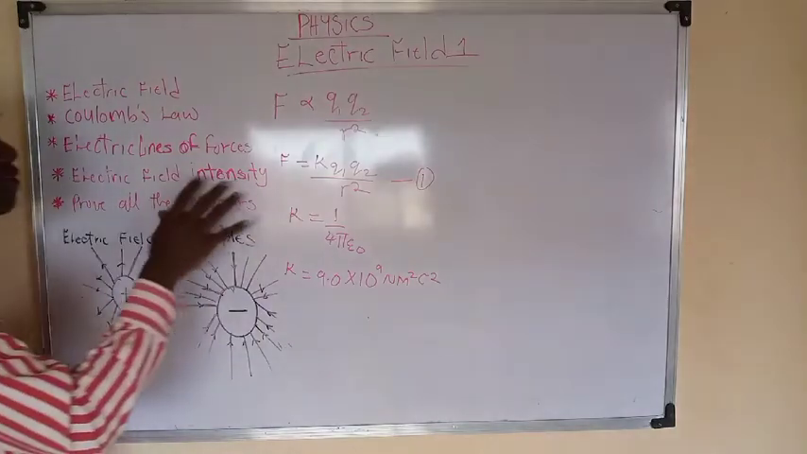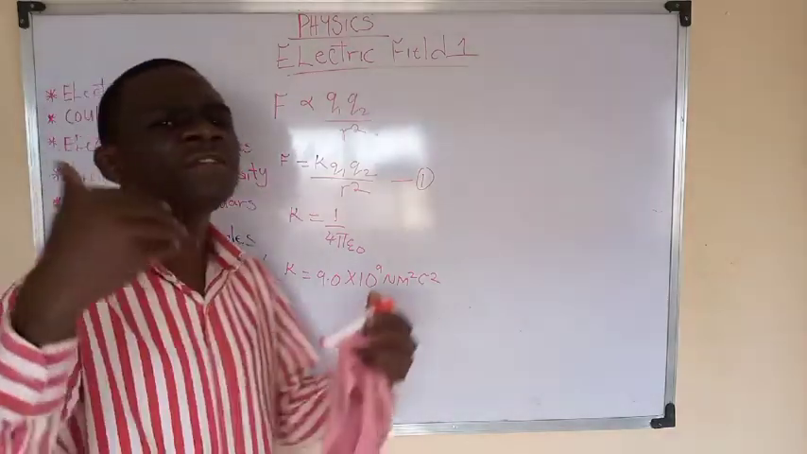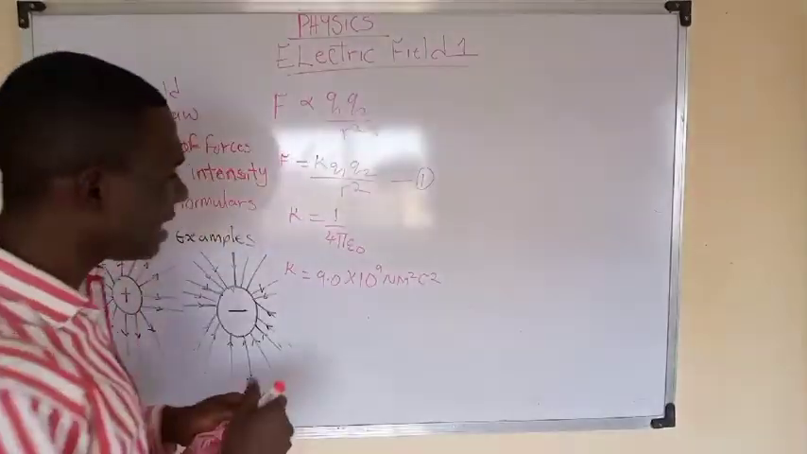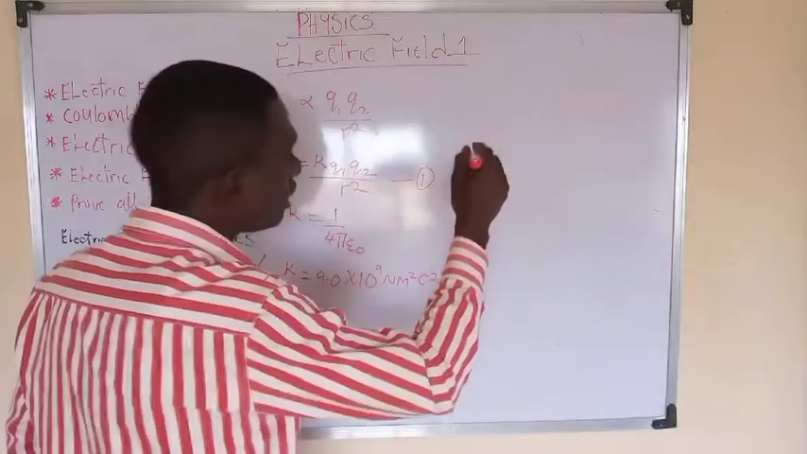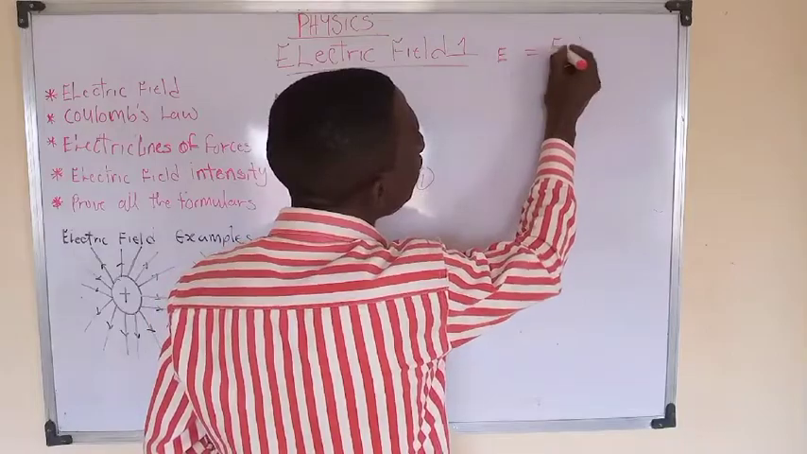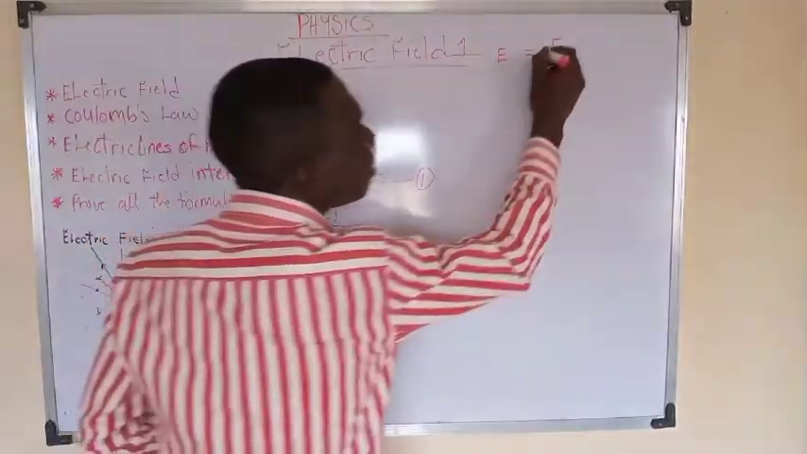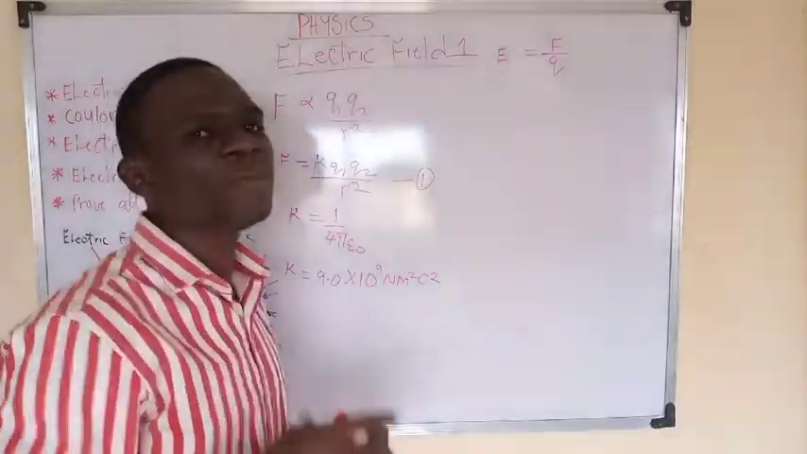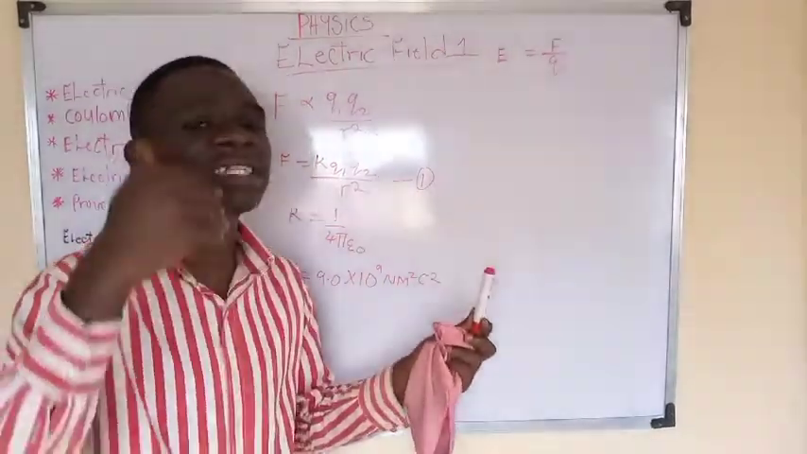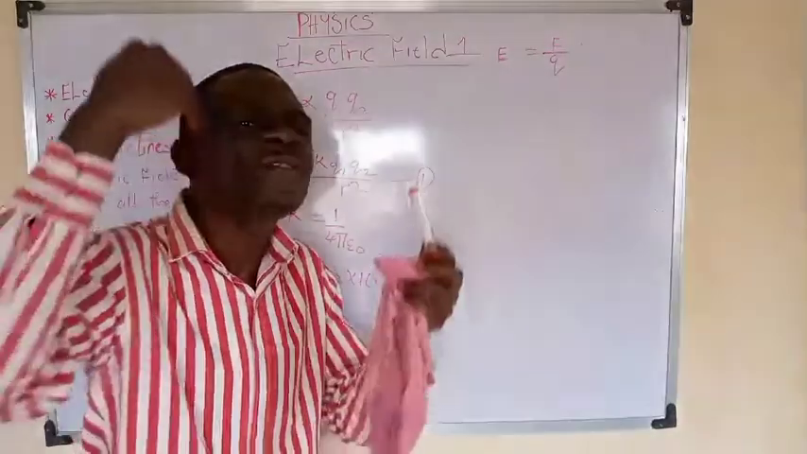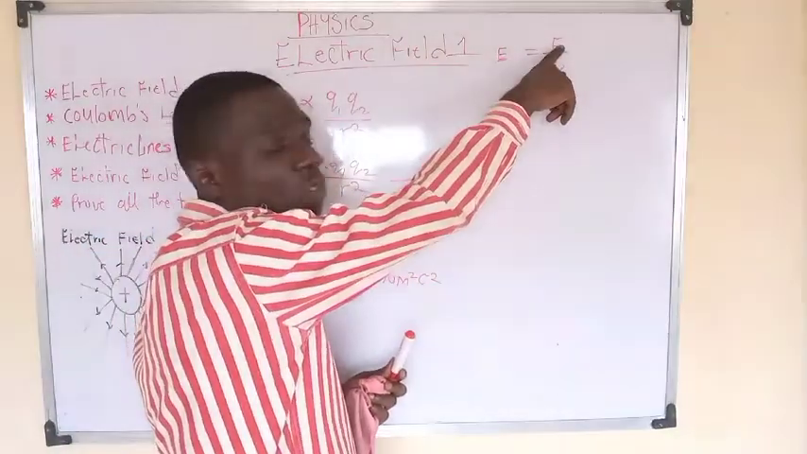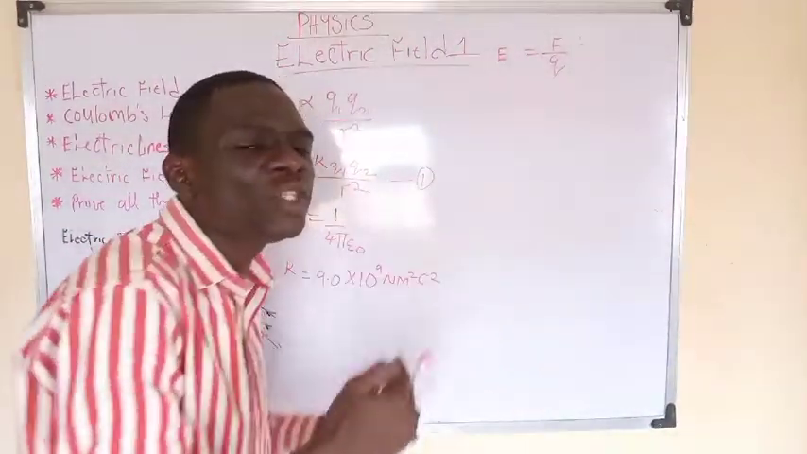Now, what is electric field intensity? Another name for electric field intensity is the strength of an electric field. Mathematically, electric field intensity is represented with the letter E and is given by the formula F over Q. F divided by Q. If I would define it properly, I will say that the electric field intensity of an electric field at a point is the electric force per unit charge. This force here is the electric force, while the Q is the charge measured in what?